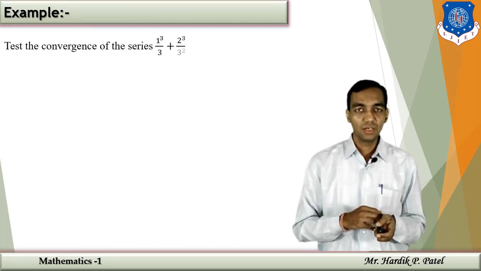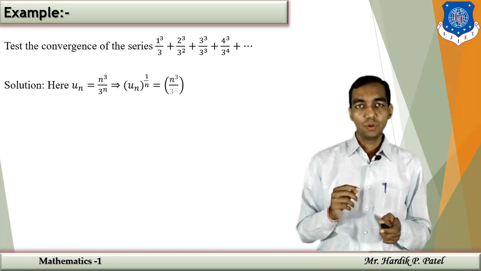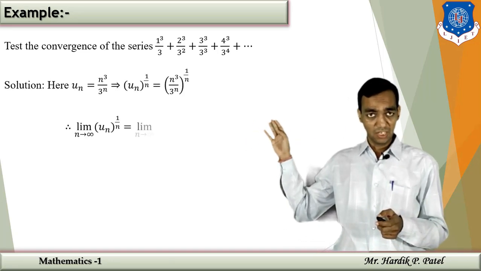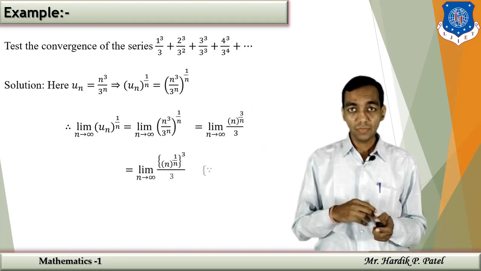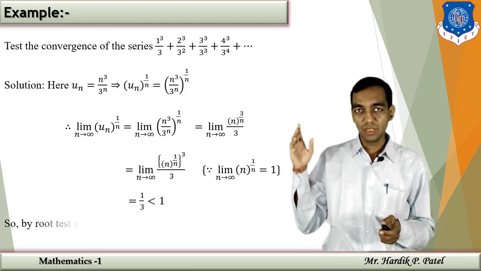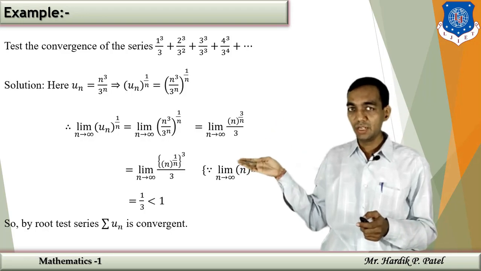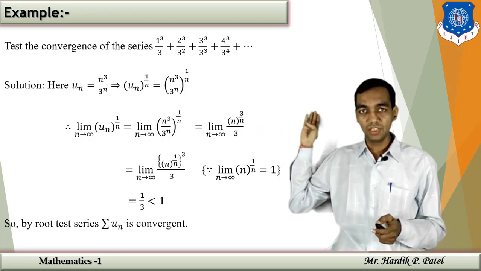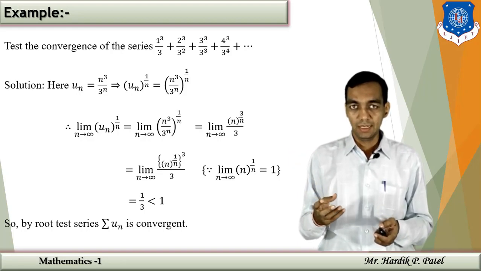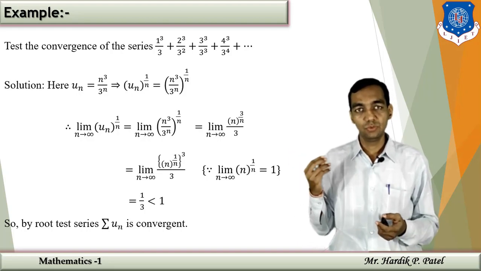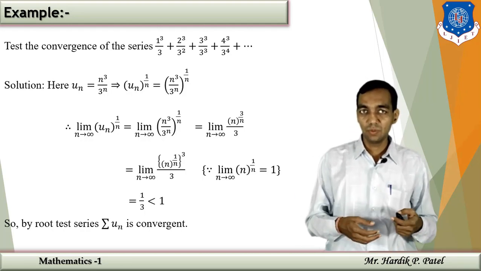One more example we are going to check out. Test the convergence of 1 cube upon 3, 2 cube upon 3 square, 3 cube upon 3 cube, 4 cube upon 3 raised to 4, and so on. Here, in the numerator you have 1 cube, 2 cube, 3 cube, 4 cube, and so on. In the denominator you have 3, 3 square, 3 cube, 3 raised to 4, and so on. So in the numerator you have n cube, and in the denominator you have 3 raised to n. Here also you can apply the ratio test, but we are going to apply the root test.